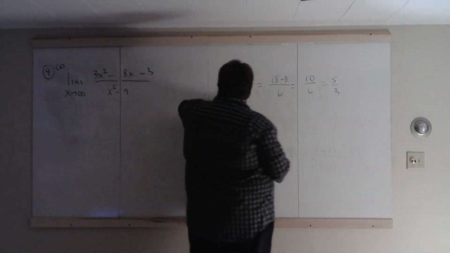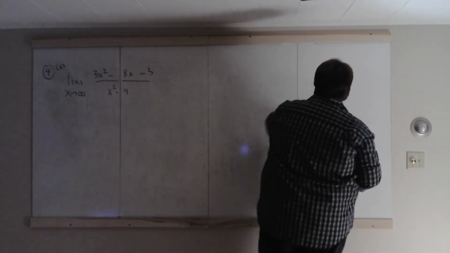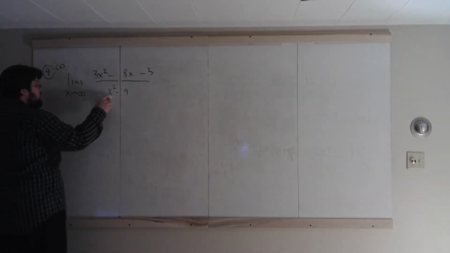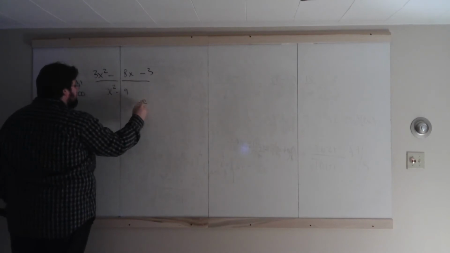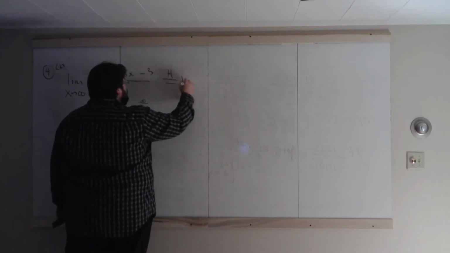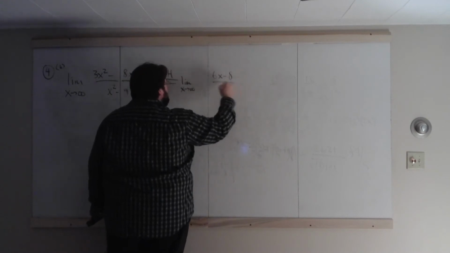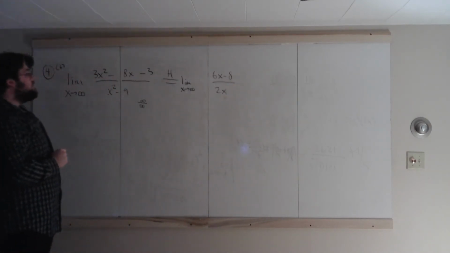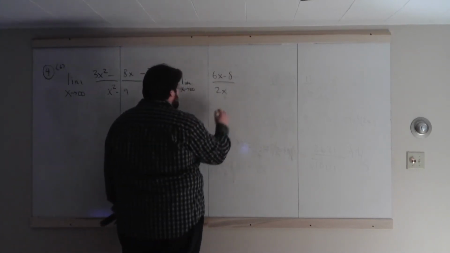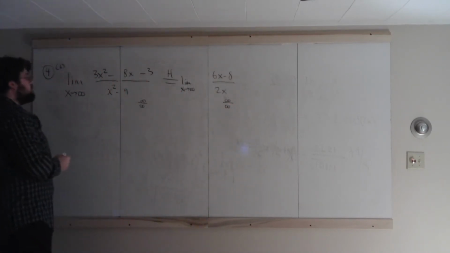Next one, limit, same function, but instead of letting x go to 3, we let x go to infinity. Now as x goes to infinity, the top goes to infinity, the bottom goes to infinity, so we have an infinity over infinity. We can apply L'Hopital's rule, and it equals the limit as x goes to infinity. Derivative of the top, 6x minus 8. Derivative of the bottom, 2x. As x goes to infinity, this does not approach a number, because the top goes to infinity, the bottom also goes to infinity.